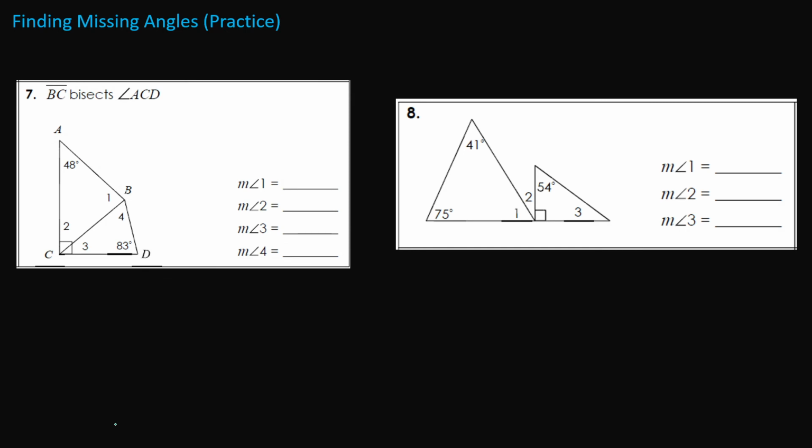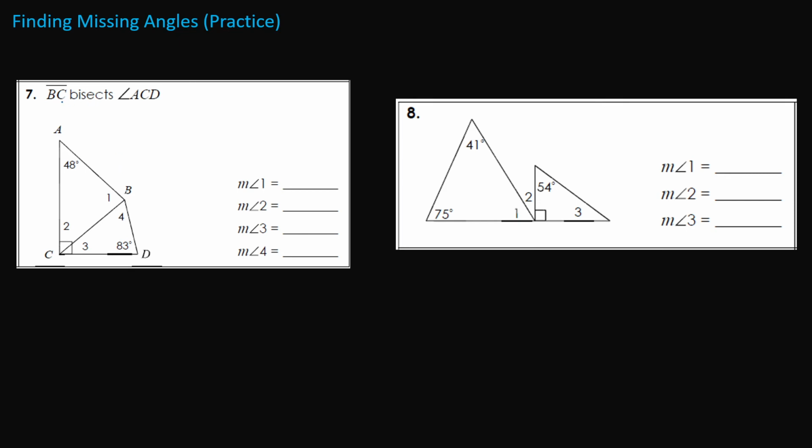Now let's make our problems a little bit more difficult here. So in number 7, I'm skipping down a ways. I am given that segment BC bisects angle ACD, and the whole goal of this problem is to find the measures of all the missing angles.